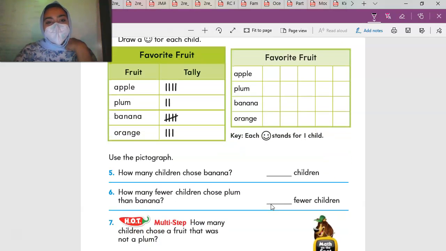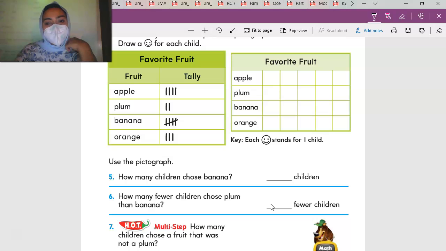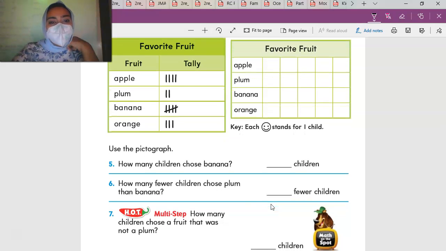Draw a picture for each, draw a smiley face for each child. You're going to do the same thing. I'm going to give you some time to fill in the fruit tallies into the favorite fruit pictograph, okay? You're going to fill this information in here, and then you're going to answer question 5 and 6 on your own. You can go ahead and pause the video now.